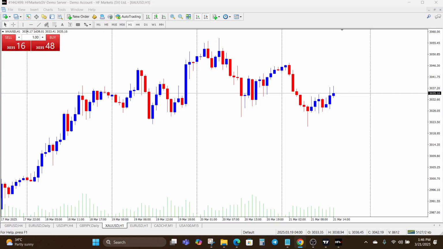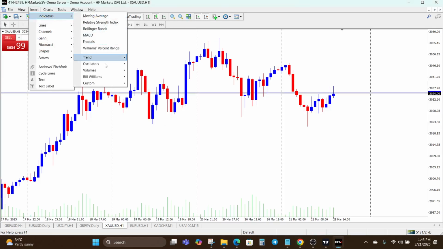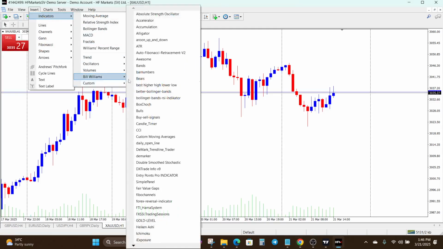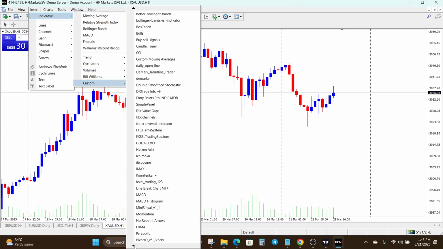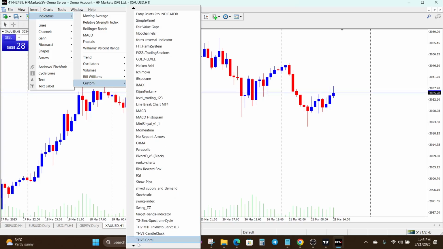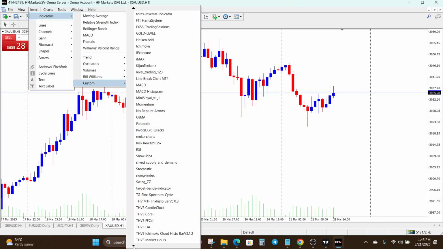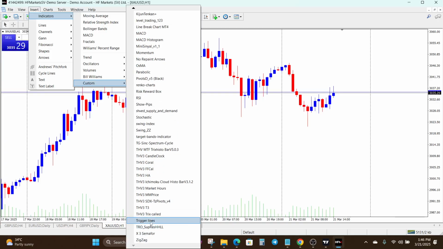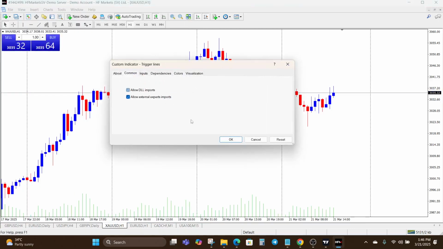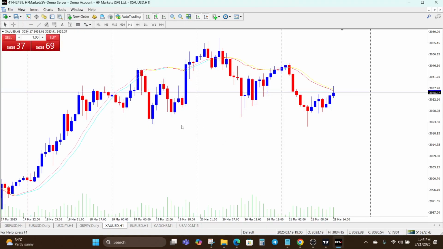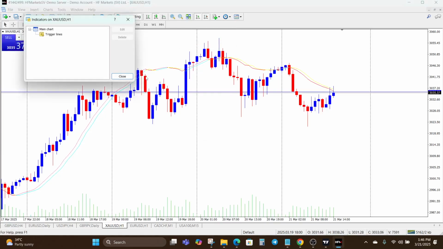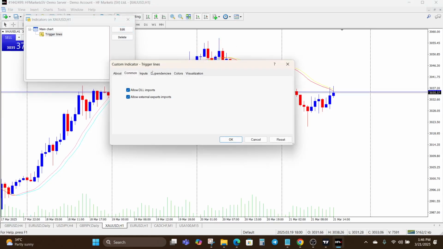Let me just add the indicator to the chart real quick. The trigger lines indicator. Okay, here we go. I'm just going to increase the thickness.